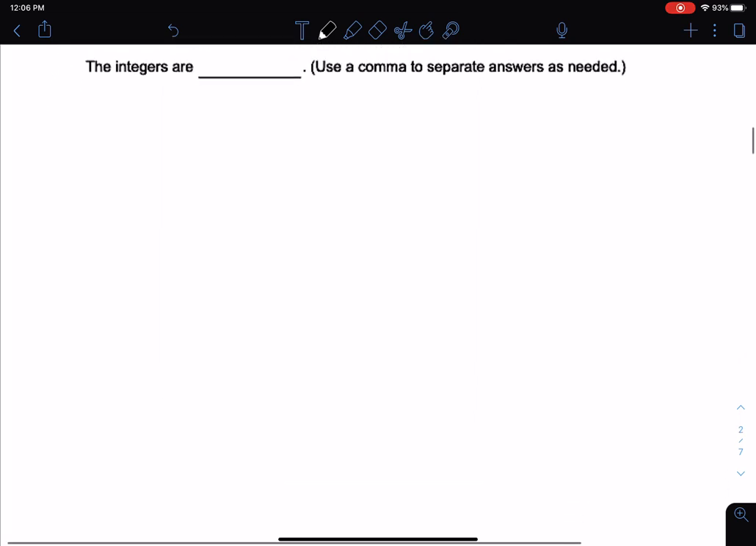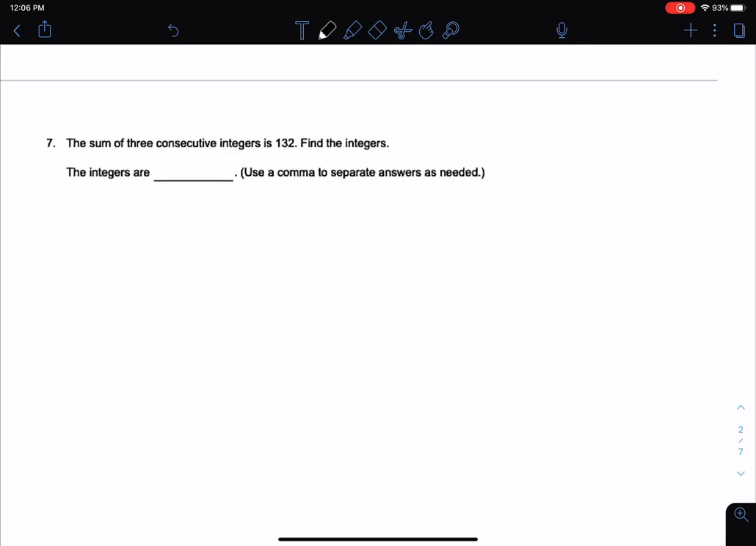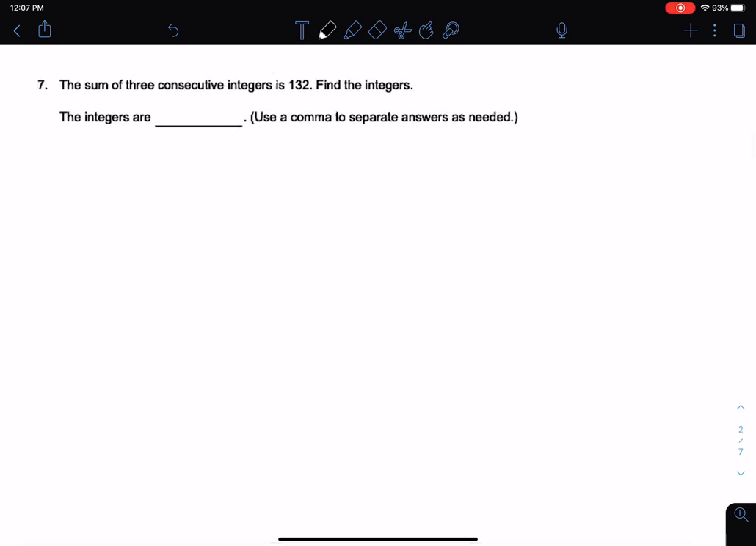Okay, moving on to number 7. Now we're starting to get into bigger word problems, and maybe some tougher ideas in some ways. So let's talk about this. In order to do this problem, first of all, you need to know what consecutive integers are. That's the first thing you need to know. So what is a consecutive integer?